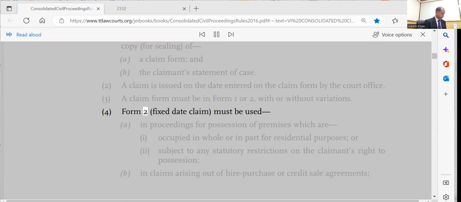4. Form 2, fixed date claim, must be used if a. in proceedings for possession of premises which are occupied in whole or in part for residential purposes, subject to any statutory restrictions on the claimant's right to possession, or b. in claims arising out of hire purchase or credit sale agreements.